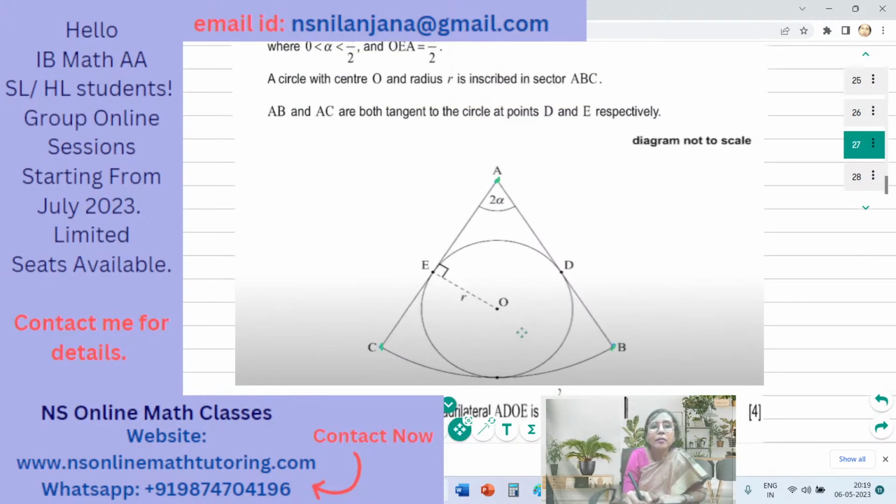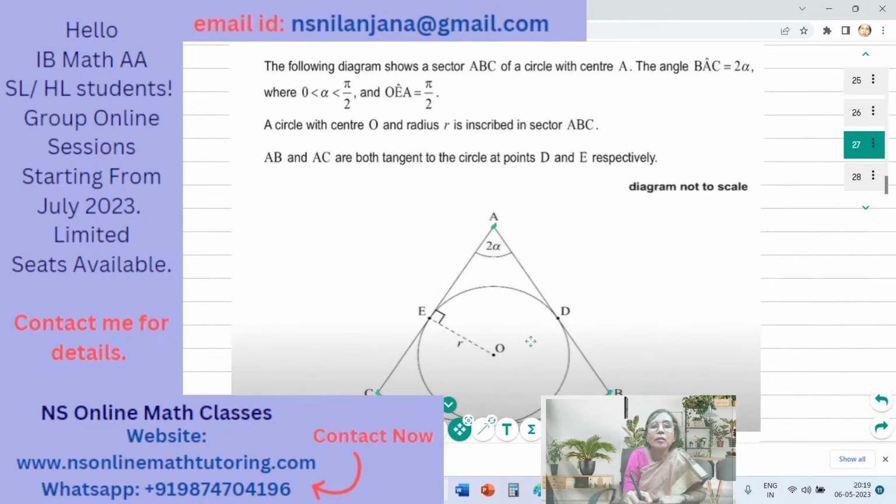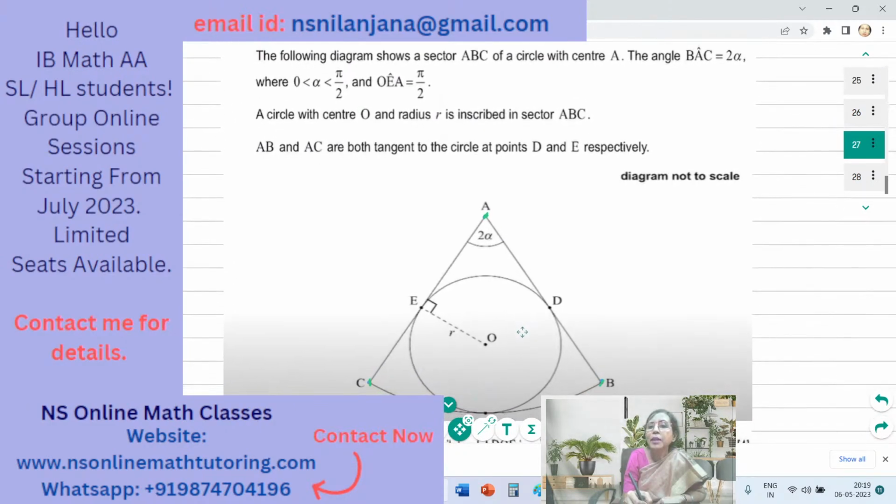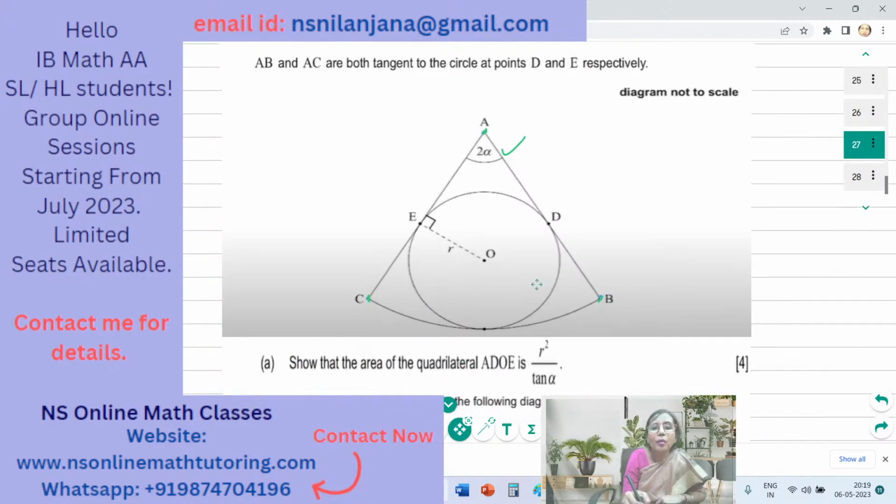and the angle BAC is 2 alpha that we are seeing. Alpha is between 0 and pi by 2, and angle OEA is equal to pi by 2, 90 degrees. That means this is the radius. So this is the tangent.